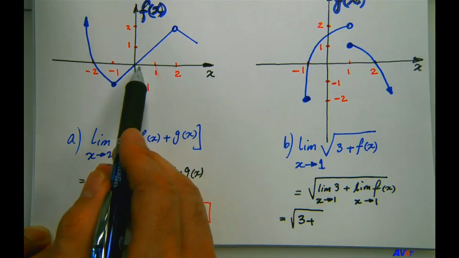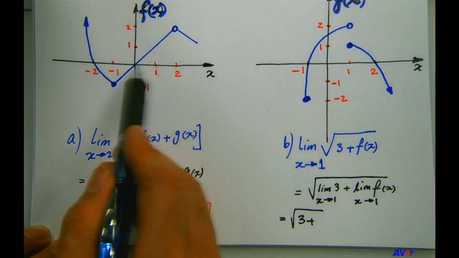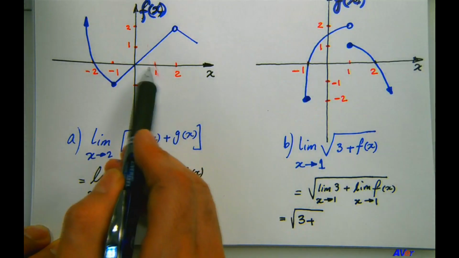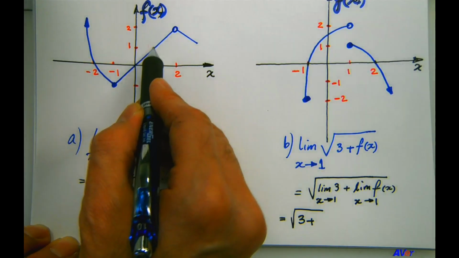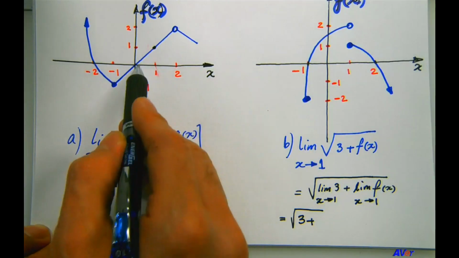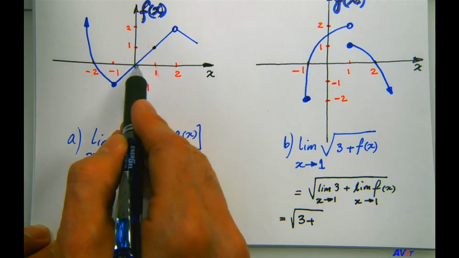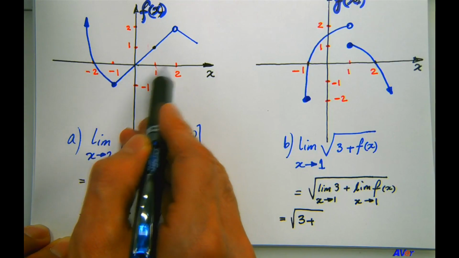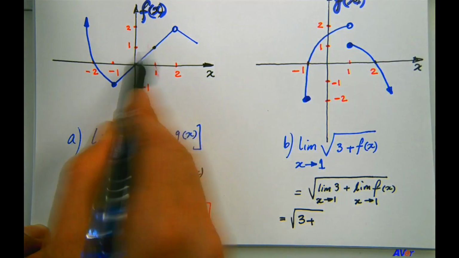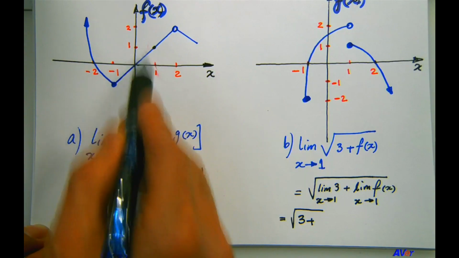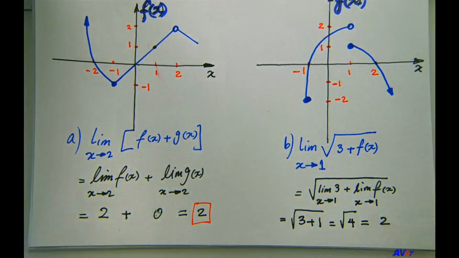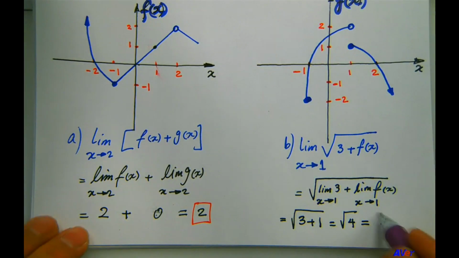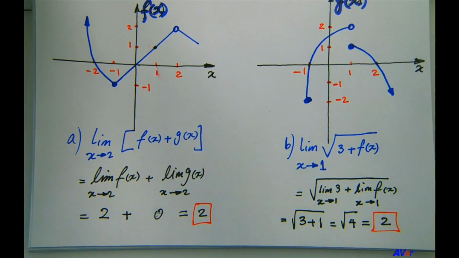Let's see. So as x approaches 1 from both sides, we have that. So it points to the value of the function being 1, right? As x for function f of x approaches 1 from both sides, the value of the function approaches 1. We can read it from the graph. So that would be 1. So then we have square root of 4 or 2 again. Here. Okay, like that.